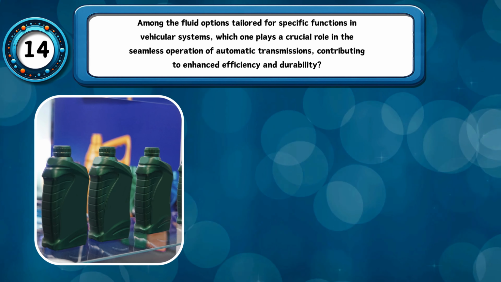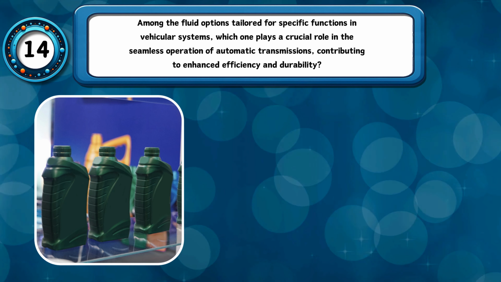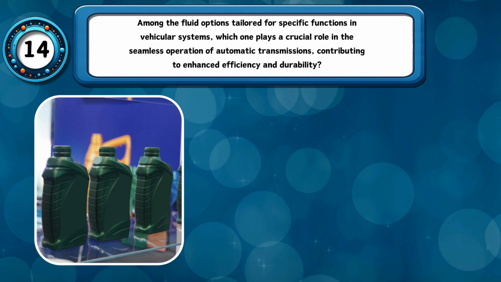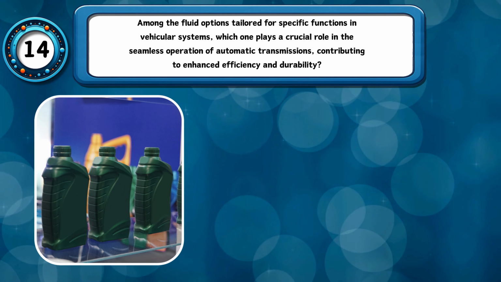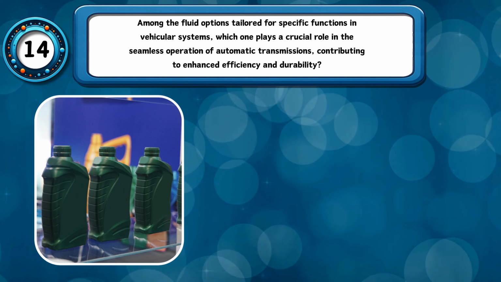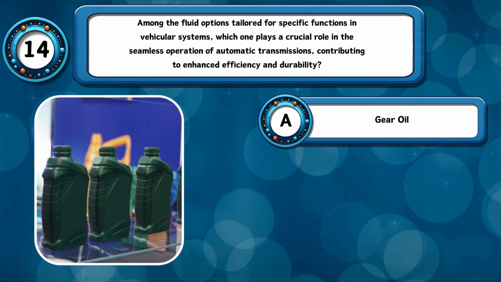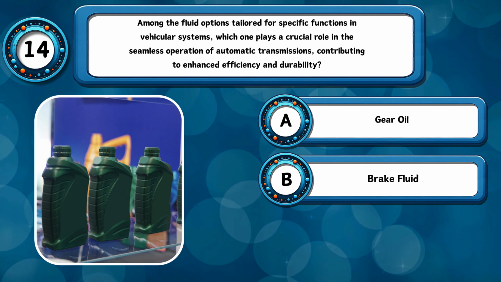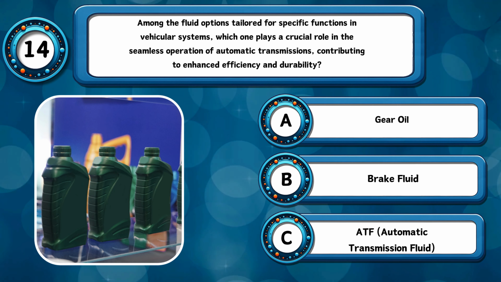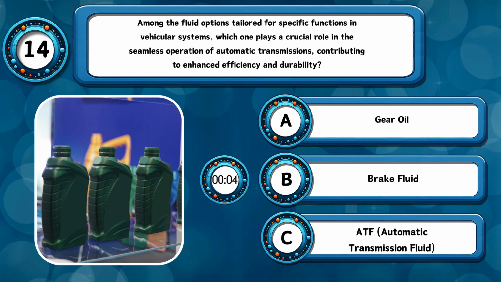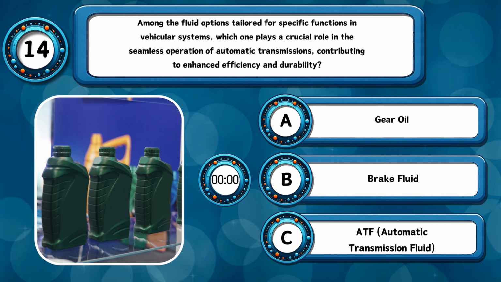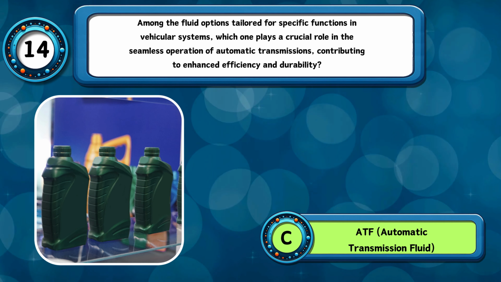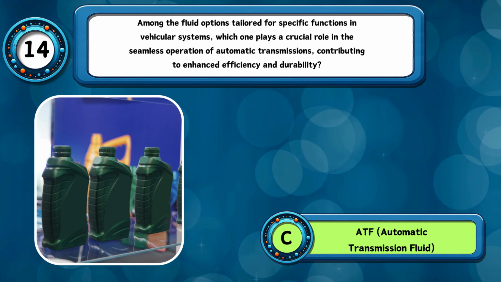Question 14. Among the fluid options tailored for specific functions in vehicular systems, which one plays a crucial role in the seamless operation of automatic transmissions, contributing to enhanced efficiency and durability? A. Gear oil. B. Brake fluid. C. ATF, automatic transmission fluid. Correct answer is C. ATF, automatic transmission fluid.